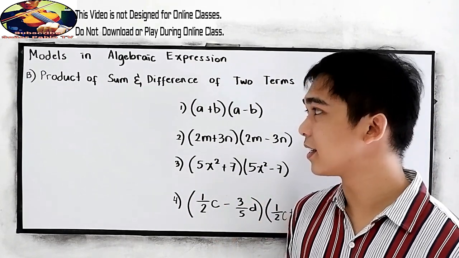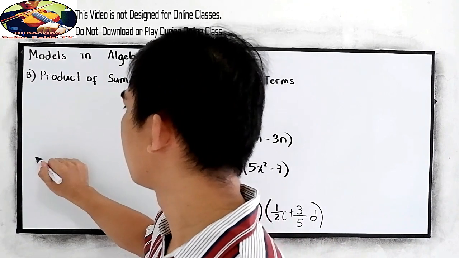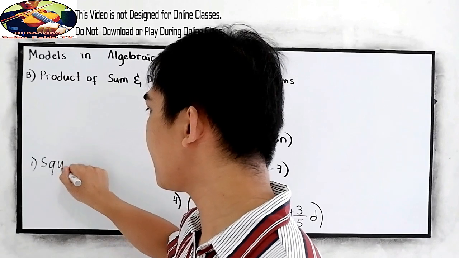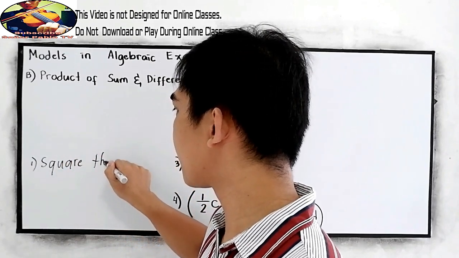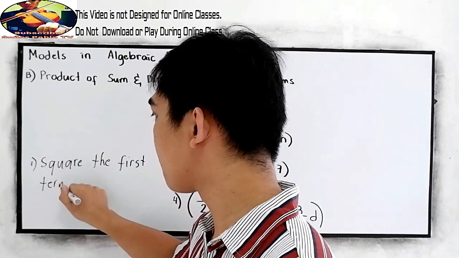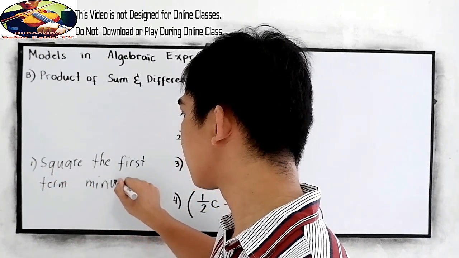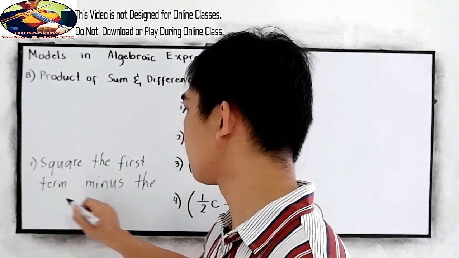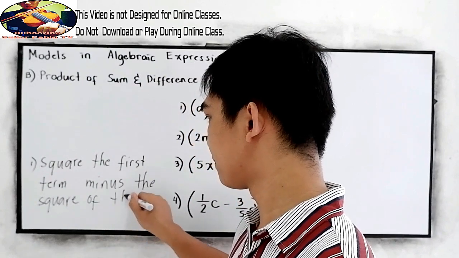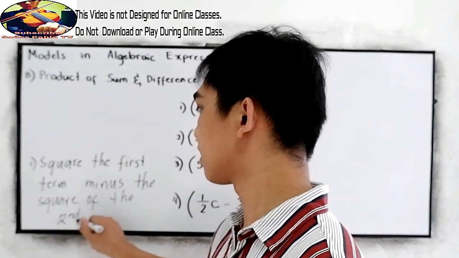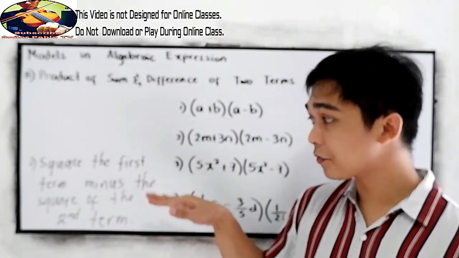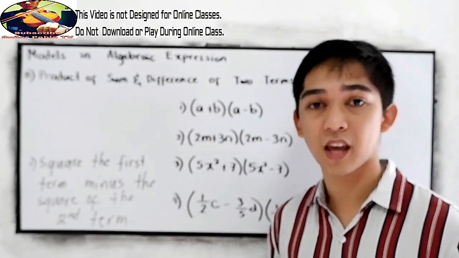Okay. Now, since this is a special product, we can solve that mentally. So to solve mentally, let's just square the first term minus the square of the second term. Okay, this will be our shortcut. Square the first term minus the square of the second term.